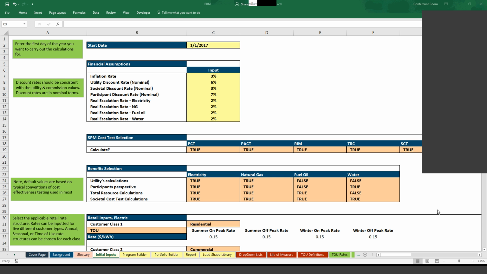Okay. Let's see. Someone's asking, where do the values in the tool come from for measures? The assumptions regarding cost and savings.